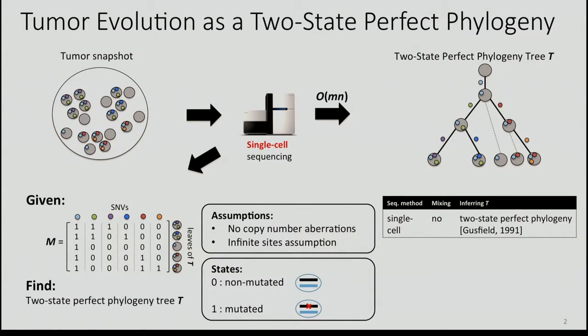And there are two states. So state 0 corresponds to a non-mutation, the normal state, and state 1 corresponds to a point mutation. And if you make a second assumption about the evolution of this tumor, so if you assume that a point mutation only happens once throughout the entire evolution of a tumor, then this binary matrix admits a perfect phylogeny tree. And we can find this perfect phylogeny tree in linear time following a result by Dan Gusfield.